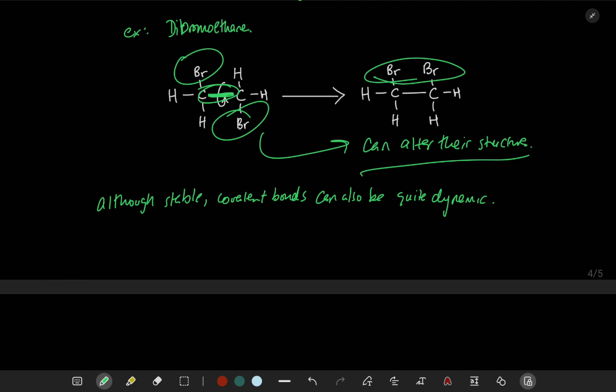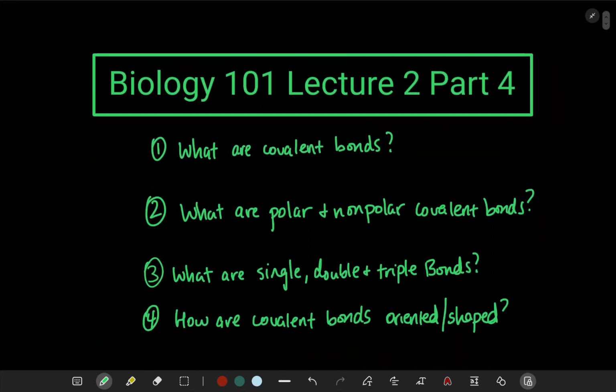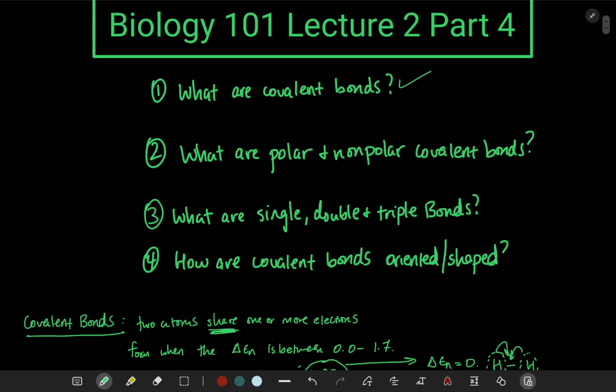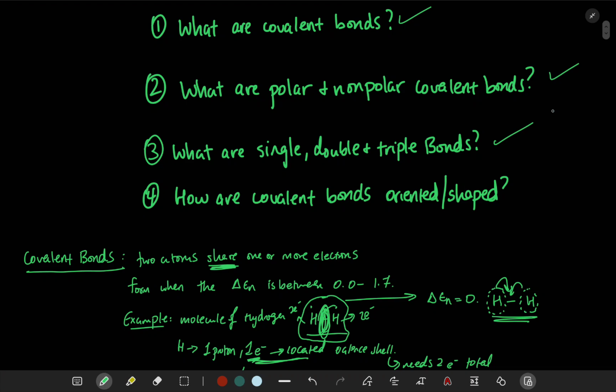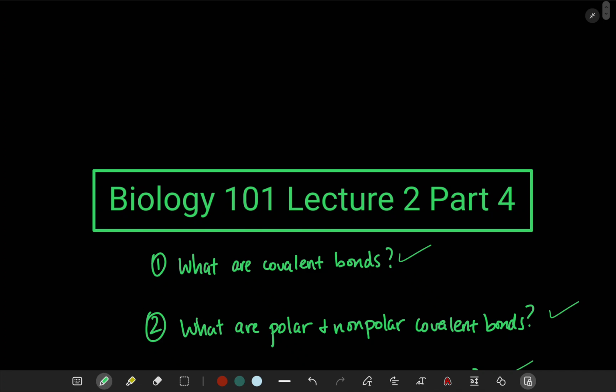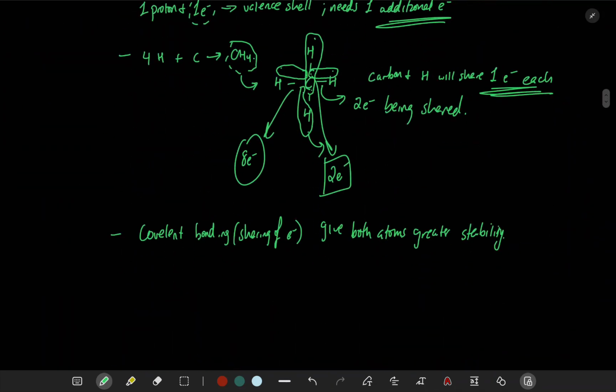All right, I think that's it for this video. We covered what covalent bonds are, we talked about polar and nonpolar covalent bonds, we talked about single, double, and triple bonds, and we just finished talking about how covalent bonds are oriented and shaped, and how they can change that orientation due to free rotation around the single bond. So that's it for lecture 2, or part 4 of lecture 2.